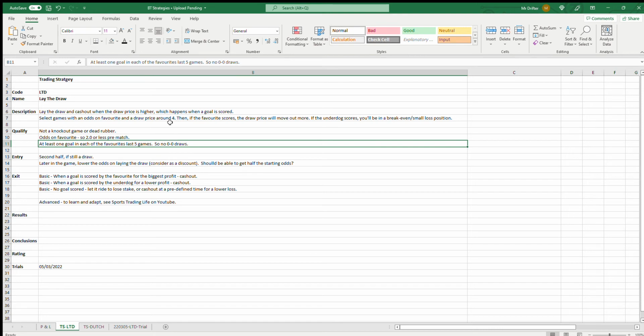And as soon as they do get a goal, the draw odds will go right up, way over 4. They'll probably go up to about 6 or 7. It depends again on whether they score in the 46th minute of the second half or whether it's closer to the 80th or 90th. Again, we'll go into that when I go into the games. And then there's different parts. Well, there's different exit points for the strategy as well.